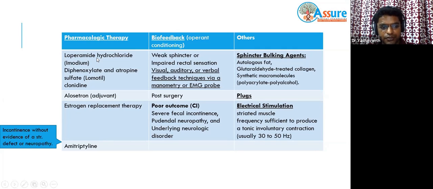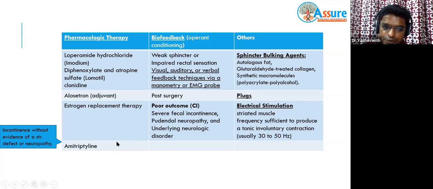Pharmacological, what we commonly use is loperamide. Diphenoxylate, sodium, and atropine often not used because of the side effect profile. Clonidine is being mentioned, but we don't use it in clinical practice. Alosetron is adjuvant, but because of the chance of associated constipation, it is avoided. And in females, estrogen replacement therapy is known to help. Amitriptyline can be used when there is an incontinence without evidence of any structural defect or neuropathy.